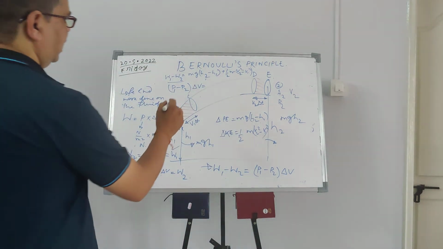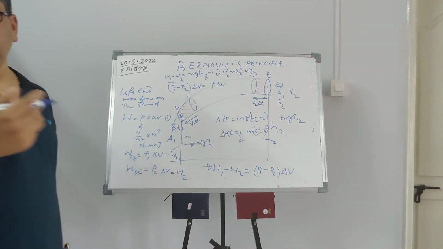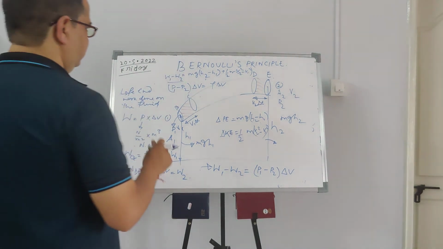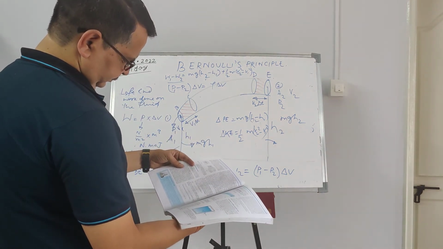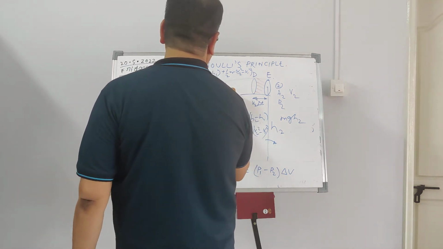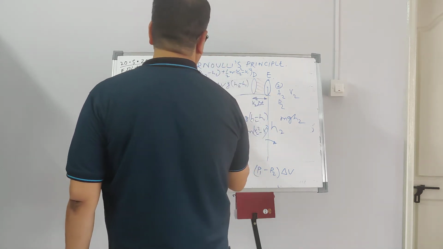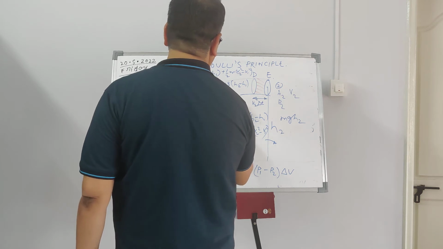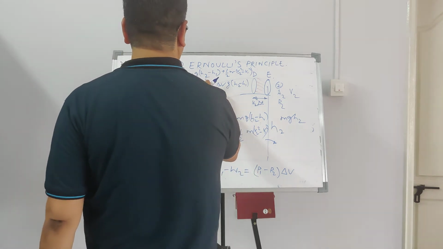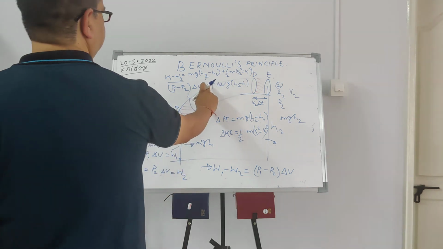The mass is nothing but your density into delta V. You can take m common from there. So m, which is rho delta V, into g into (h2 minus h1). Mg is equal to rho delta V g.